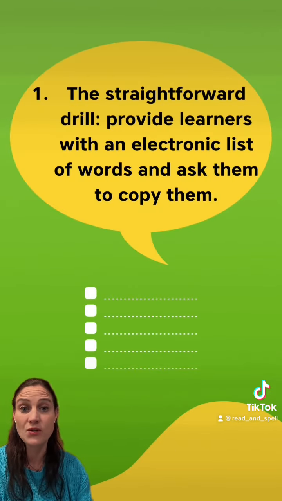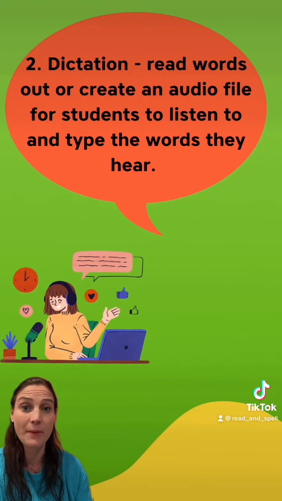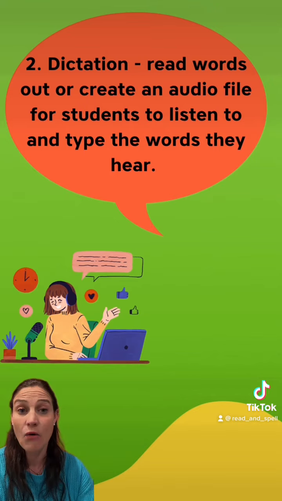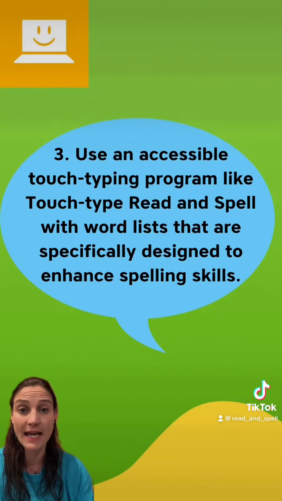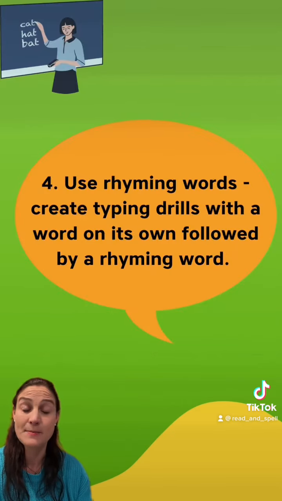The straightforward drill: provide learners with an electronic list of words for them to copy. Read words out or create an audio file for students to listen to and type the words they hear. Use an accessible touch typing program like TTRS with word lists that are designed specifically to support spelling.